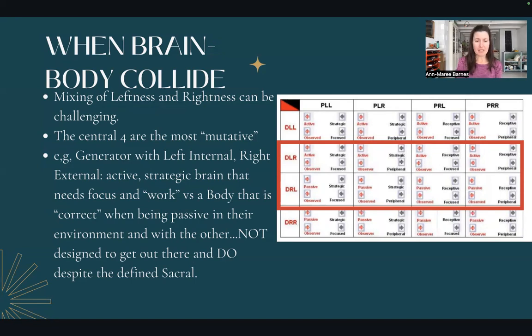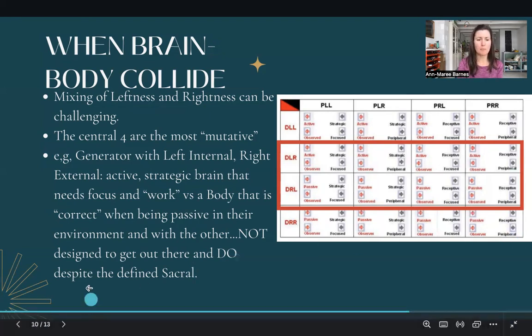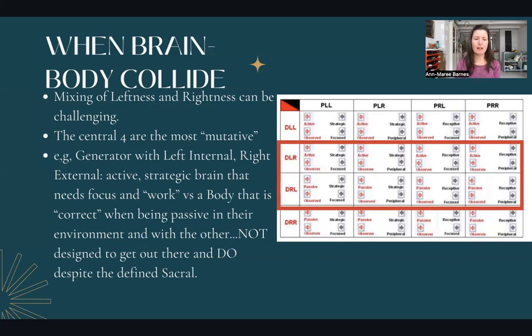And yeah, until you have a right fixed variable in your external determination. And that's when you've got a body that is supposed to actually be passive in its environment. How do you reconcile that? So you're not designed to get out there and do, even though you've apparently got this sacral design, you're a sacral authority generator. So this is where suddenly you're like, yeah, I didn't feel like I really fit that generator story fully. And maybe you don't.